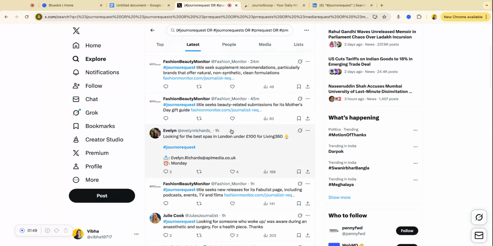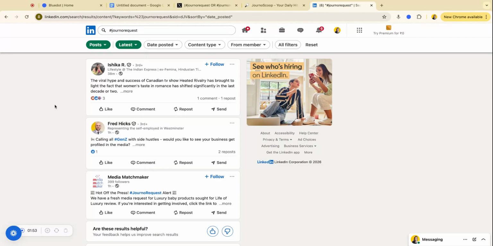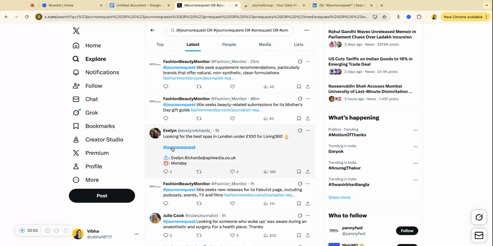When you see something relevant, be it Twitter or be it LinkedIn, I recommend you bookmark it, save it, or drop it into a simple doc. You don't need any fancy tools to keep track of all the queries. Consistency is what matters most.